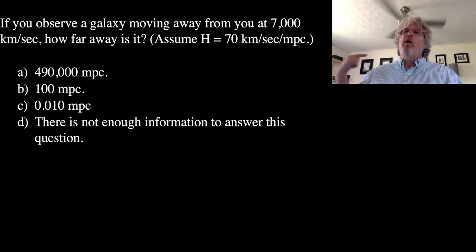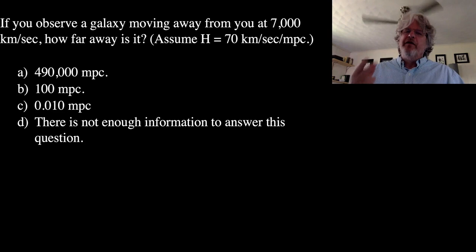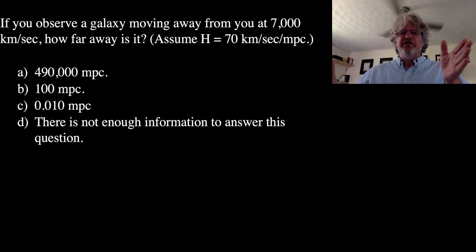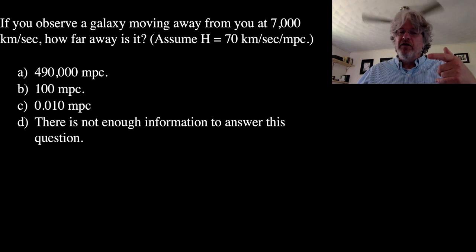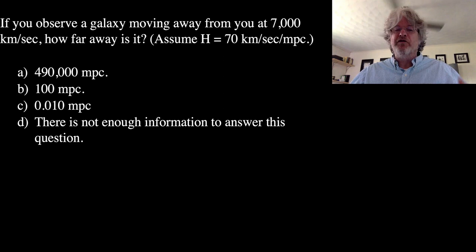So the problem is I've given you the velocity that we see a galaxy moving away from us. I've given you Hubble's constant. What's the distance? Well, velocity is equal to Hubble's constant times distance. And so you need to solve for the distance, divide both sides by H, and so the distance is just the velocity divided by Hubble's constant, or in this case, 7,000 kilometers per second divided by 70 kilometers per second per megaparsec. If you just follow the units, then that works out. The kilometers per second all cancel each other, and you're left with megaparsecs.